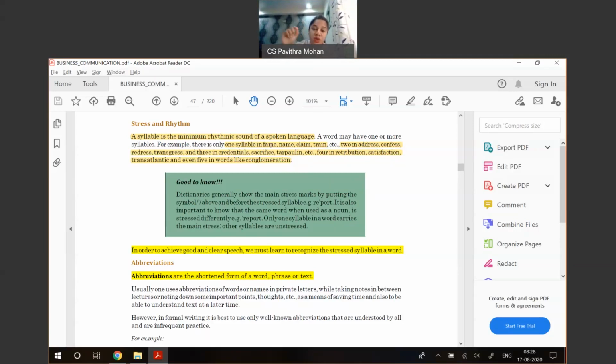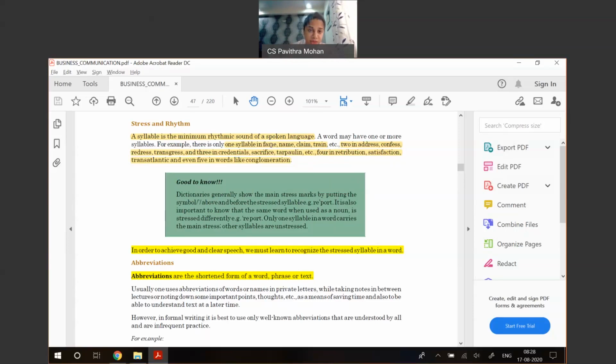So how many words I'm trying to pronounce, or how many letters in a particular word, that will be called my syllable. Kindly know which one to stress, which one not to stress. In pronunciation, that's very, very important.